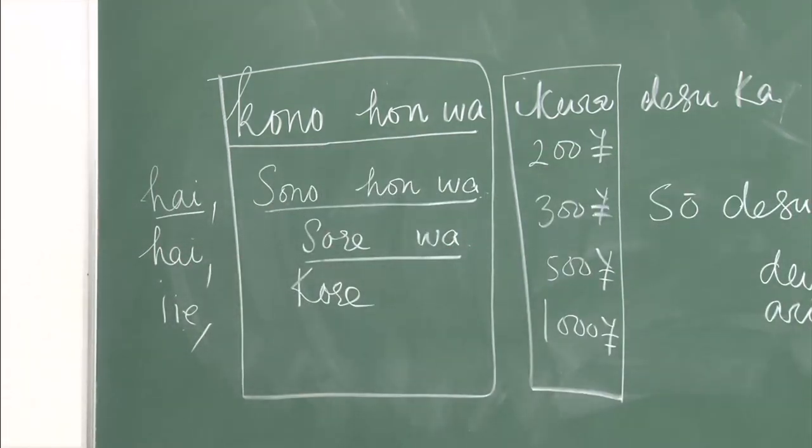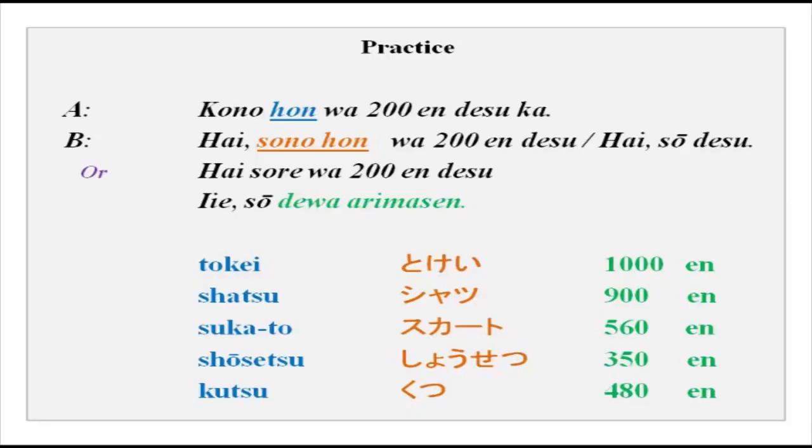You could practice with your partner, please, in a similar manner. All the words are given here. Shatsu is shirt. Sukato is skirt. Shosetsu is novel. And kutsu, you already know, is shoes. So you could practice like this with your partners, but please, please practice loudly.